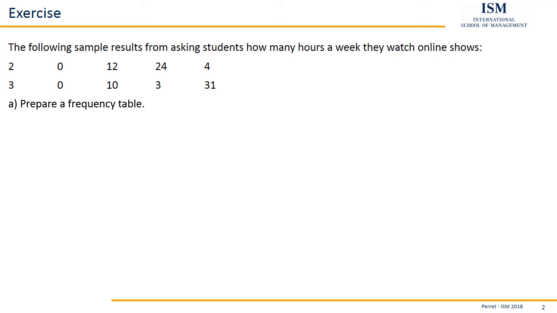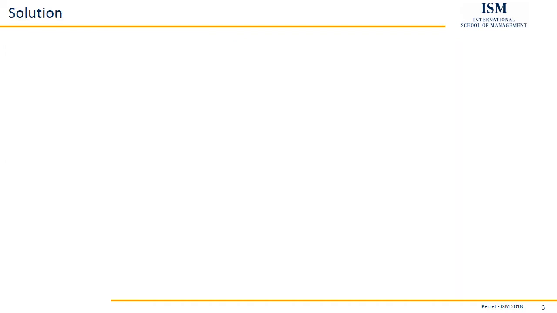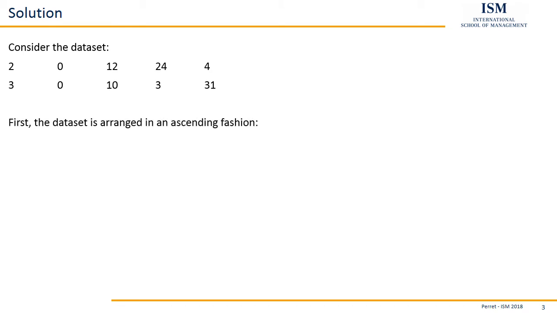First off, prepare a frequency table, calculate the mode, calculate the median, and calculate the arithmetic mean. However, before we even can start with part A, we need to do one more step, and this means we need to consider our data set and order this in an ascending fashion.